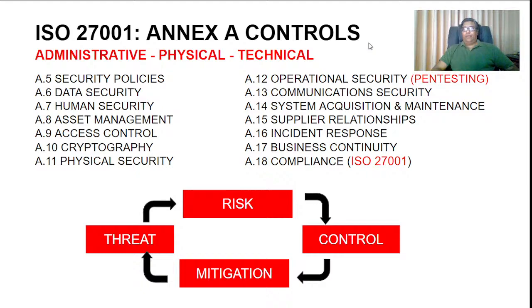Now, we have ISO 27001 Annex A giving us 14 types of controls. They are administrative, physical, and technical. For example, your organization's security policies. Who can go where? Physical. Who can access what? Technical. Who would be authorized to access what? Administrative. So, data security, human security.